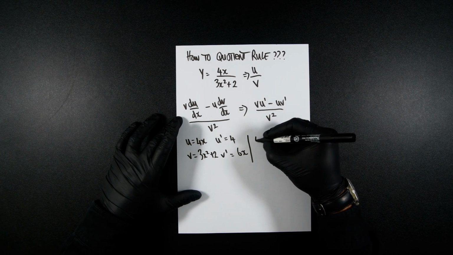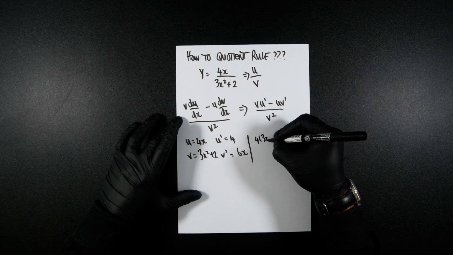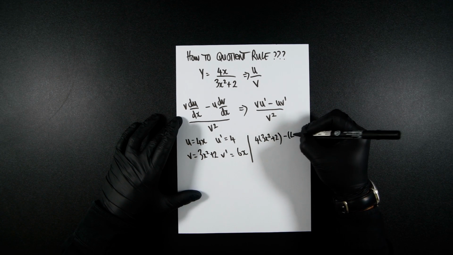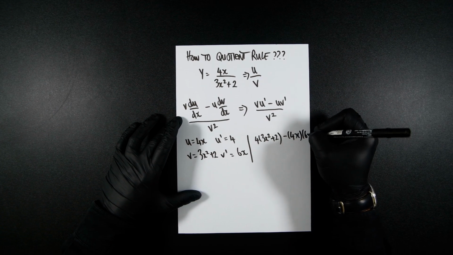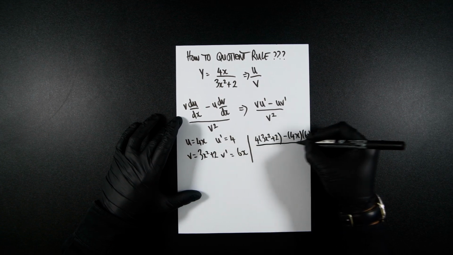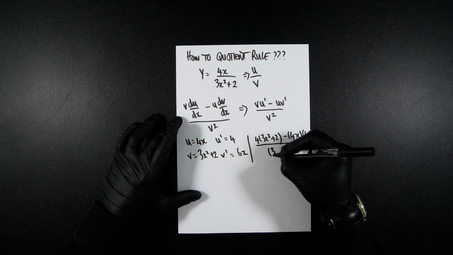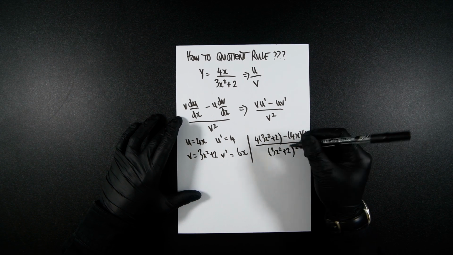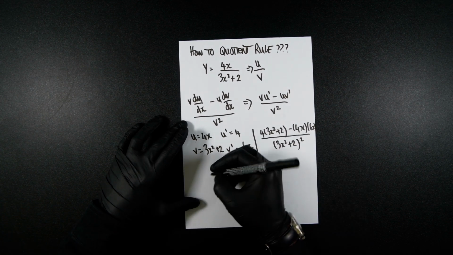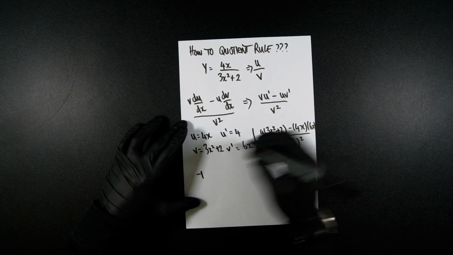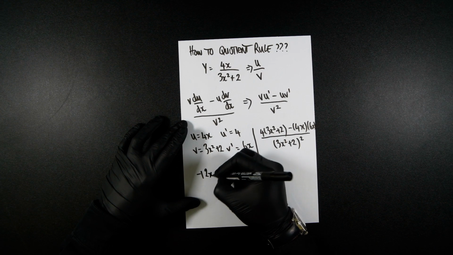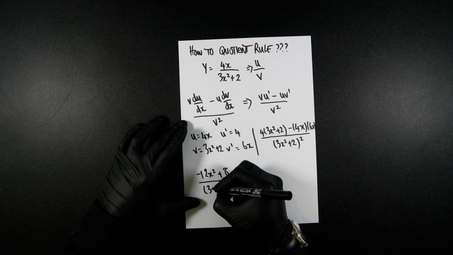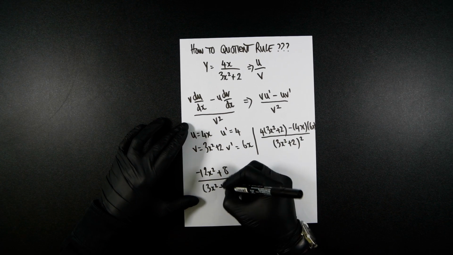So let's plug that in. We're going to get 4 times 3x squared plus 2, minus 4x times 6x, all divided by 3x squared plus 2 all squared. If we clean up the numerator, we should get minus 12x squared plus 8, all divided by 3x squared plus 2 all squared.